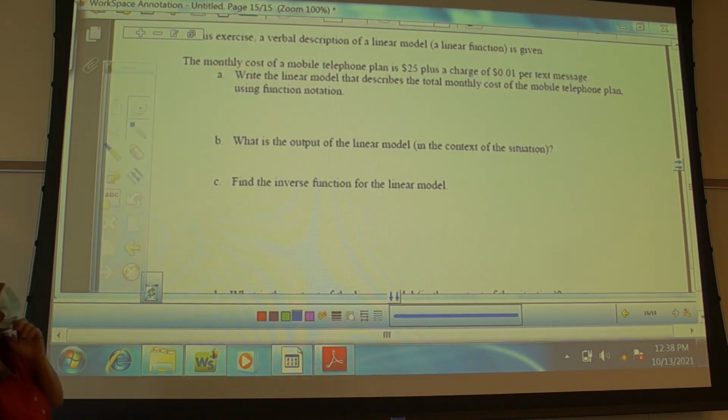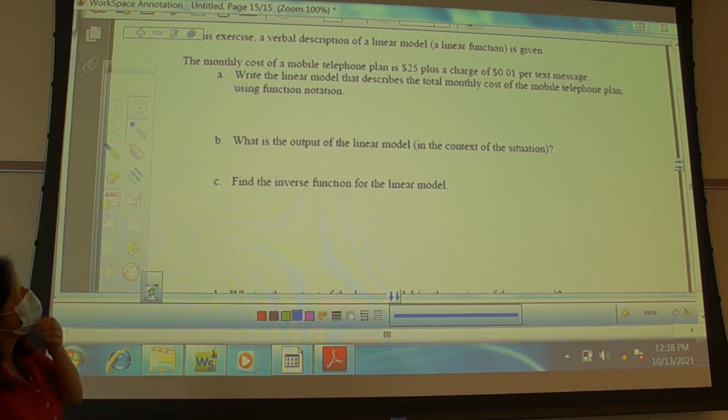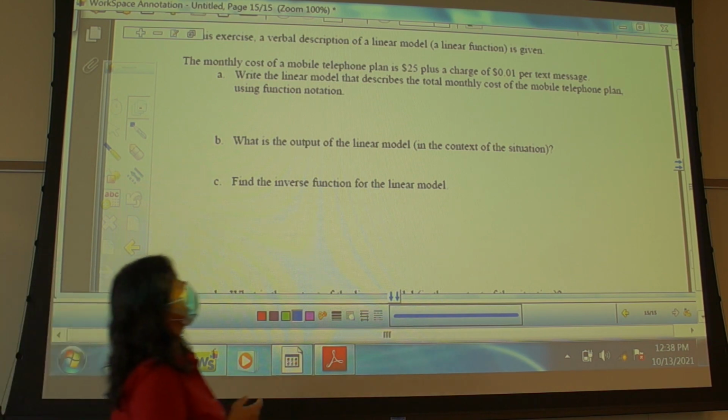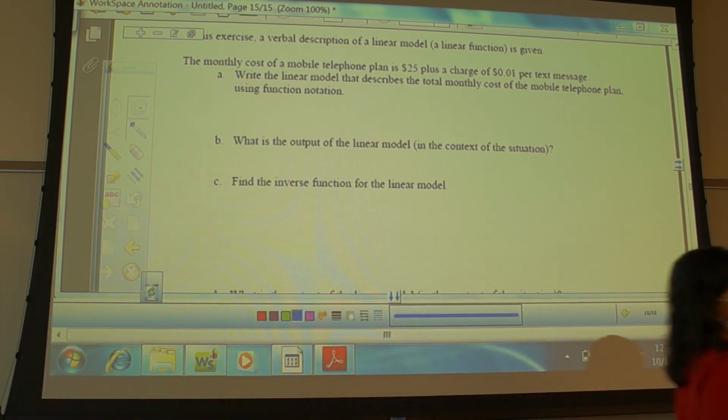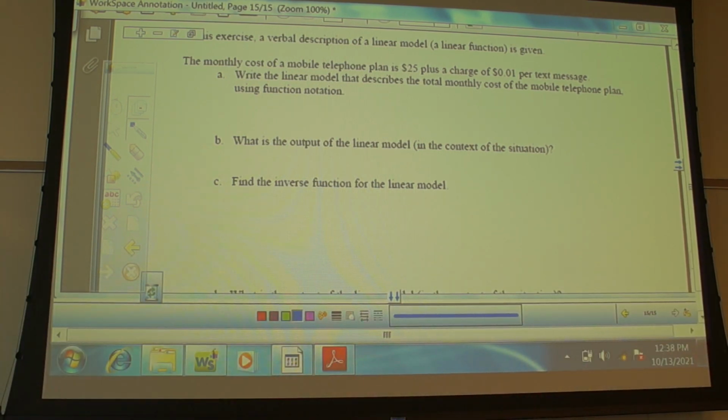So the monthly cost of a mobile telephone plan is $25 plus a charge of 1 cent per text message. Okay, so it says, what does it say to do? What's A say? Write the linear model. So that tells us that's going to be linear.